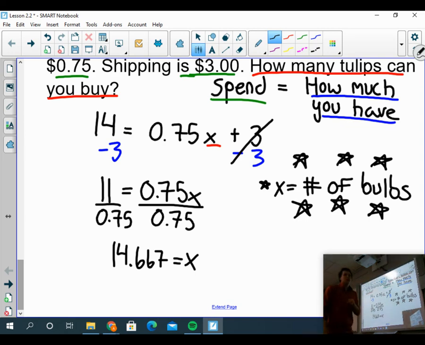I got 14.667 equals X. Well, that means, what is X? That's the number of tulip bulbs I can buy, okay, with my $14. There's one problem here. Can you buy 14.667 tulip bulbs? No, of course you can't. You can only buy 14 or 15 or 16. You can't buy partial tulip bulbs. That's why it's also important to label. So you see if your answer makes sense.